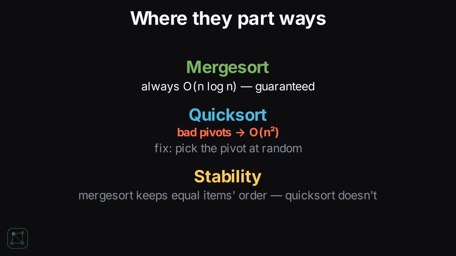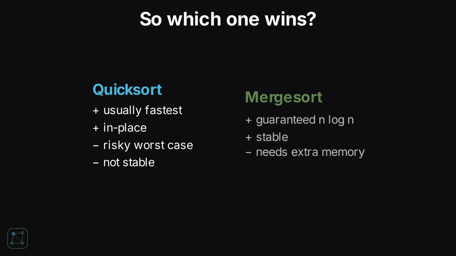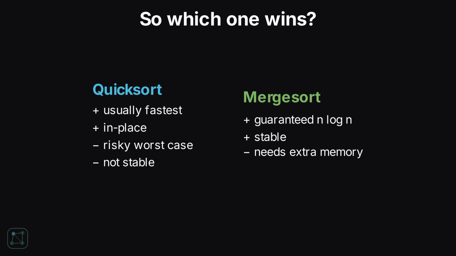One more difference that matters in the real world: stability. Mergesort is stable. Equal items keep their original order. Quicksort, as usually written, is not. When you sort a table by date, then by name, stability is what keeps the dates from scrambling. So which wins? Quicksort, usually fastest, in place, cache-friendly, but a risky worst case and not stable. Mergesort, guaranteed n log n and stable, but needs extra memory. There's no universal winner, there's a right tool for the constraints.